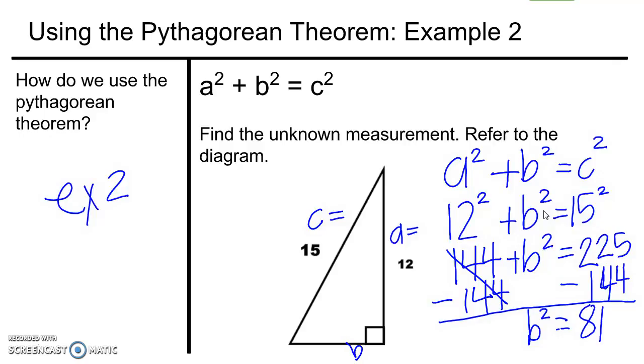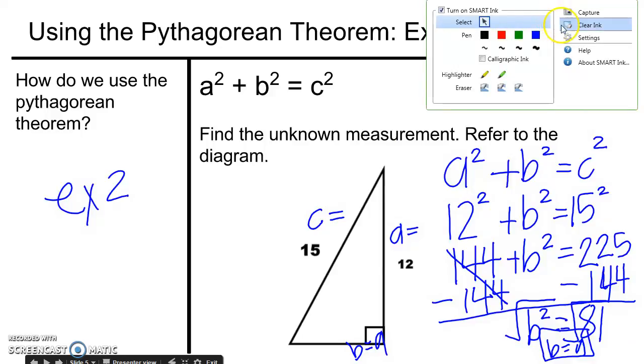81. All right, at this point, what number times itself gives me 81? I'm going to do the square root. B equals 9. So B is 9. So my triangle is 9, 12, and 15. And so this Pythagorean theorem helps you find the missing side length for any right triangle.